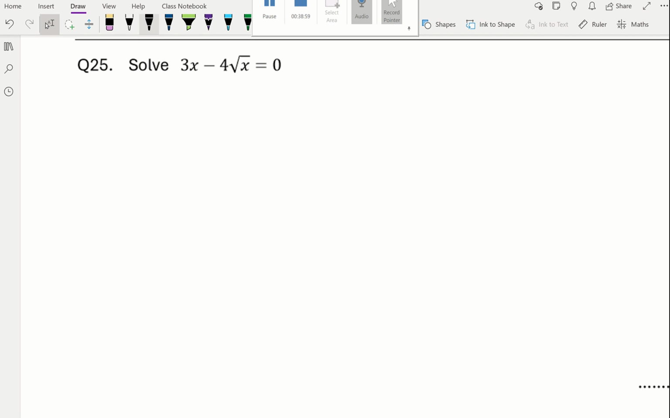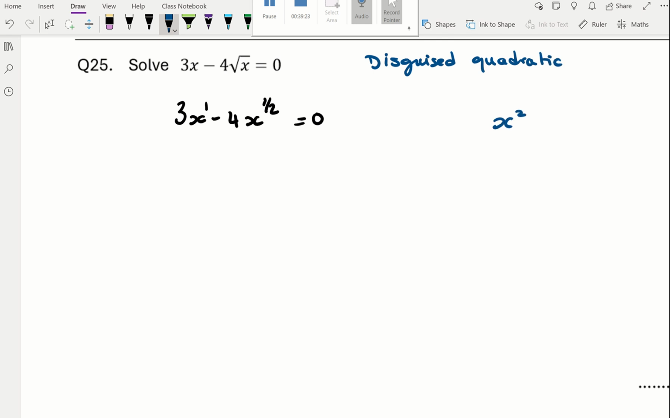This question, the first thing I would do is turn the square root into a power. 3x minus 4x to the power of a half equals 0. This is a power of 1. Now, this is a disguised quadratic, because 1 and a half is double. So something like x squared and x, that's a quadratic. That is double of this, and this one is double of a half. So this is a disguised quadratic.